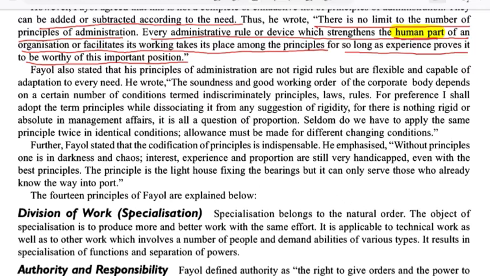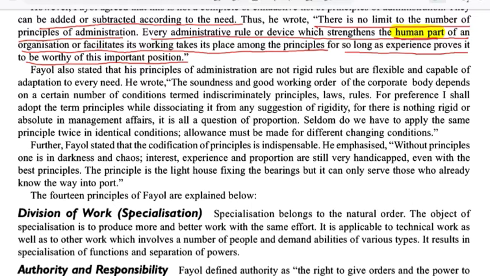Henri Fayol also stated that his principles of administration are not rigid rules but are flexible and capable of adaptation to every need. Means these principles are not rigid, they are flexible in nature. That is why he said that the 14 principles which he gave are not a complete list of administration. They can be added or subtracted as per the need of the time.